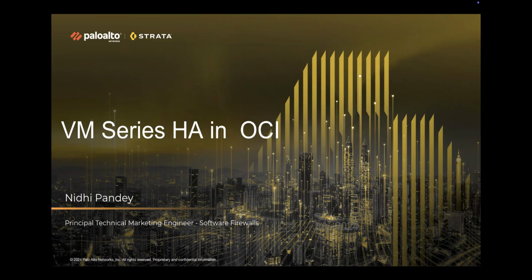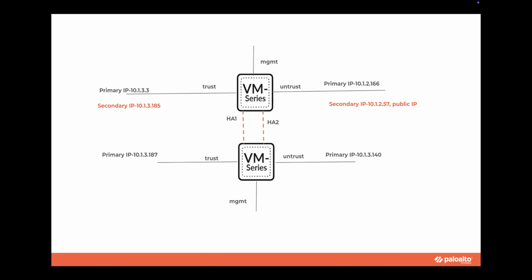Hello and welcome. In this video, we walk you through steps to configure VM Series Firewall in active standby in Oracle Cloud. VM Series Firewall in HA communicate over HA1 and HA2 links for config sync and session sync. We will configure secondary IP addresses in the active firewall for the data interfaces. With a failover event, the secondary IP address moves to the new active device and starts receiving the traffic.